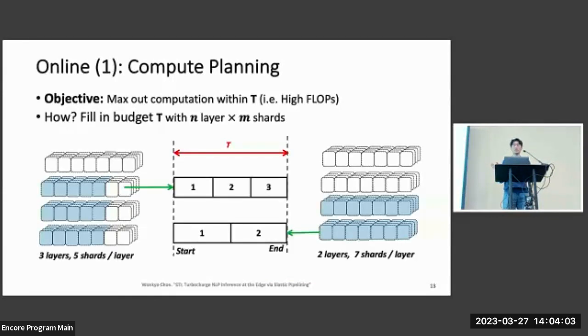So the figures below are examples of the candidate sub-configurations. The first one has 3 layers by 5 shards. The second one has 2 layers by 7 shards. To select between the 2 sub-models, we use a heuristic method that picks the deepest one. The reason why we prefer depth is because each layer has redundant shards.